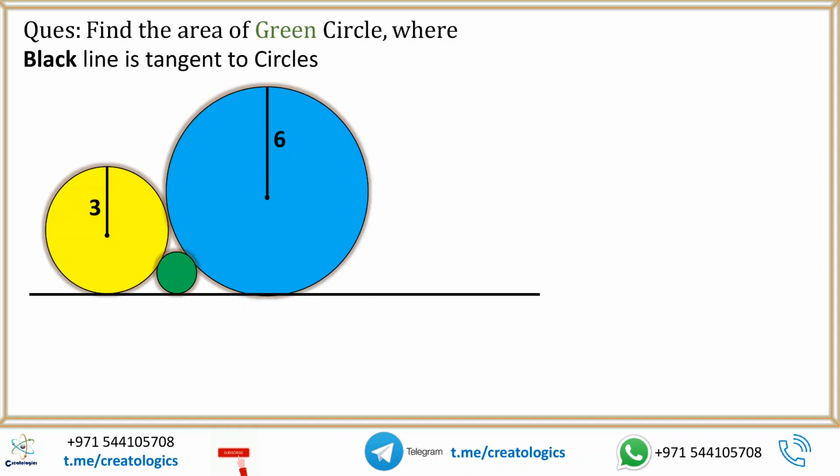So in order to find the area of the green circle, what we need: area is given by pi r squared, as we all know, where r is the radius. So all we need is the radius of this green circle and that's it. We are done, right? So how do we find that radius value?